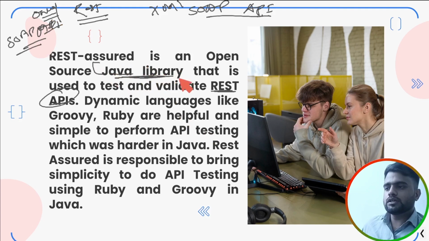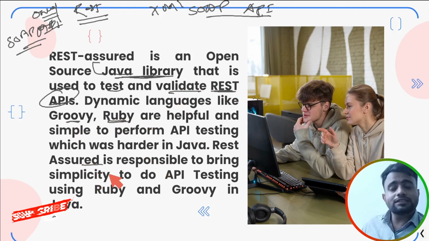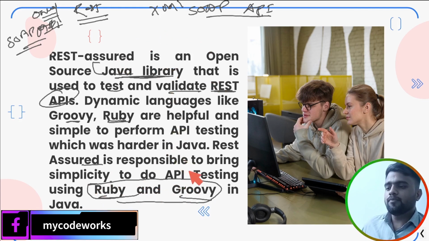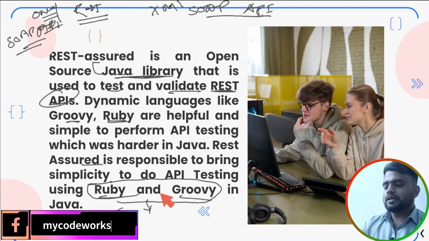This is a Java library which is used to test and validate the REST API. Dynamic languages like Ruby and Groovy are helpful and simple for performing API testing, which was harder in Java. If you go with testing in Java, then it was very tough. So Ruby and Groovy are very helpful in performing API testing, and that's why REST Assured is responsible for bringing simplicity to API testing using Ruby and Groovy in Java. These two languages were very helpful to develop this open source library, which is very important for Java if you want to perform API testing. So this is REST Assured, an open source Java library which is used to test REST APIs.